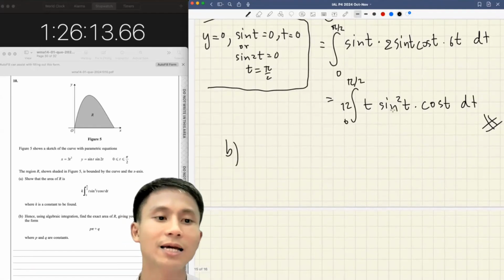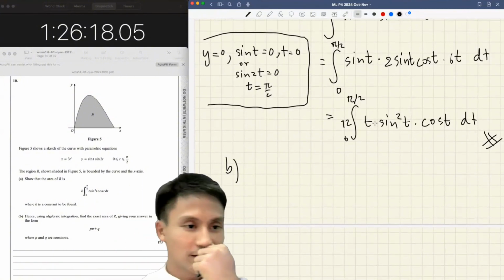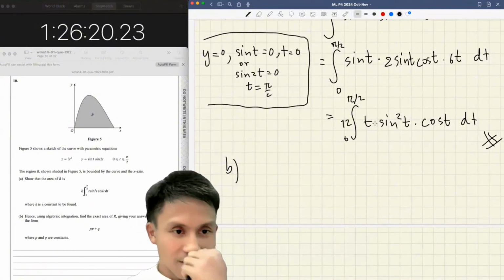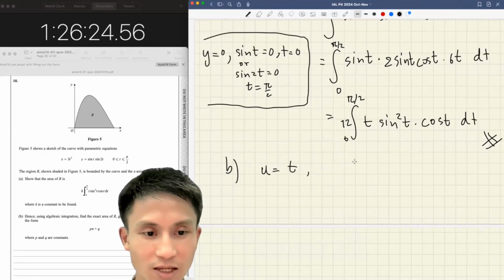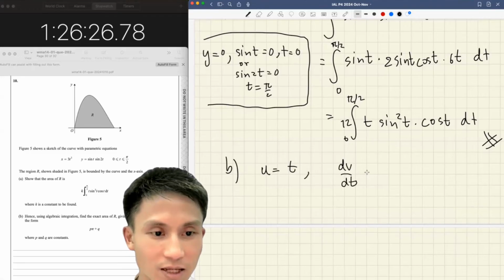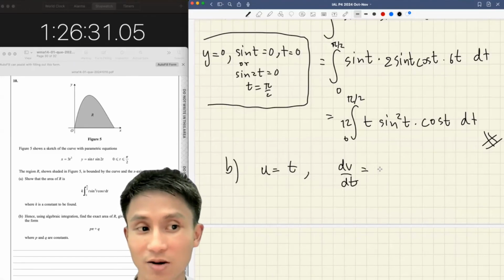Okay. I have a t here. All right, so what can I do then? By parts, right? Yeah, almost forgot. So let u equals t and dv by dt equals... I can integrate that, can I not?